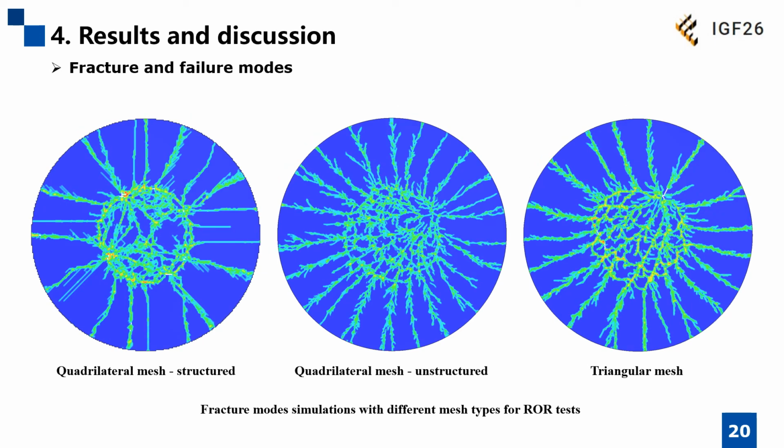These are the numerical results for the ring-on-ring specimens. It can be seen that both the crossed cracks at the inner ring area and the radial cracks at the outer area can be very well reproduced, especially for the unstructured quadrilateral mesh and the triangular mesh, which is very comparable to the experimental observations.